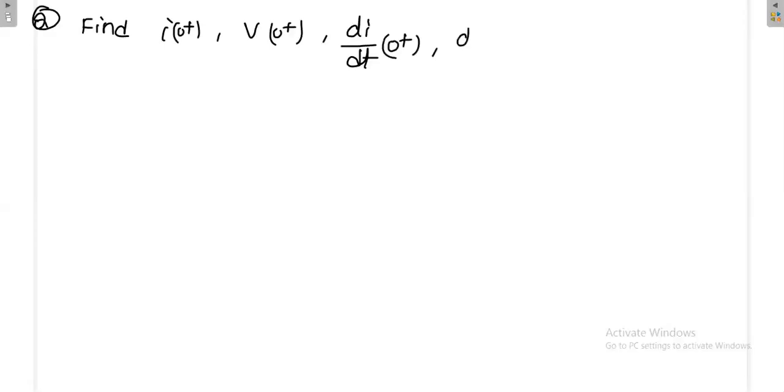Find I0 plus, V0 plus, di by dt at 0 plus, dv by dt at 0 plus, I infinite, V infinite.